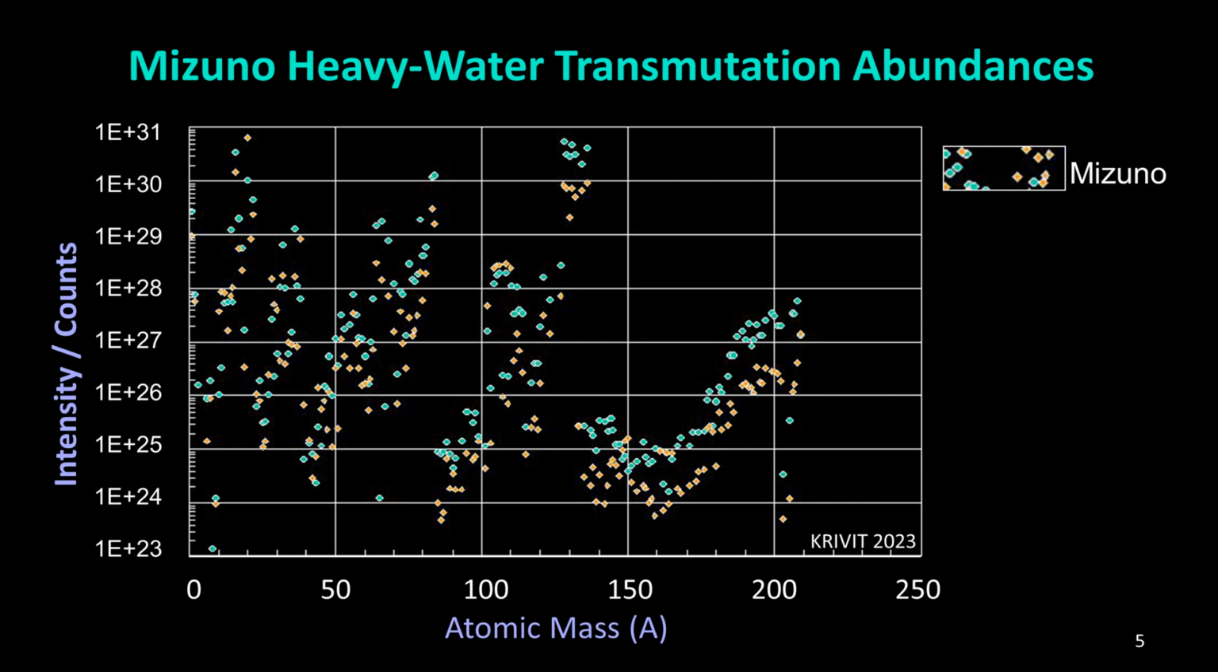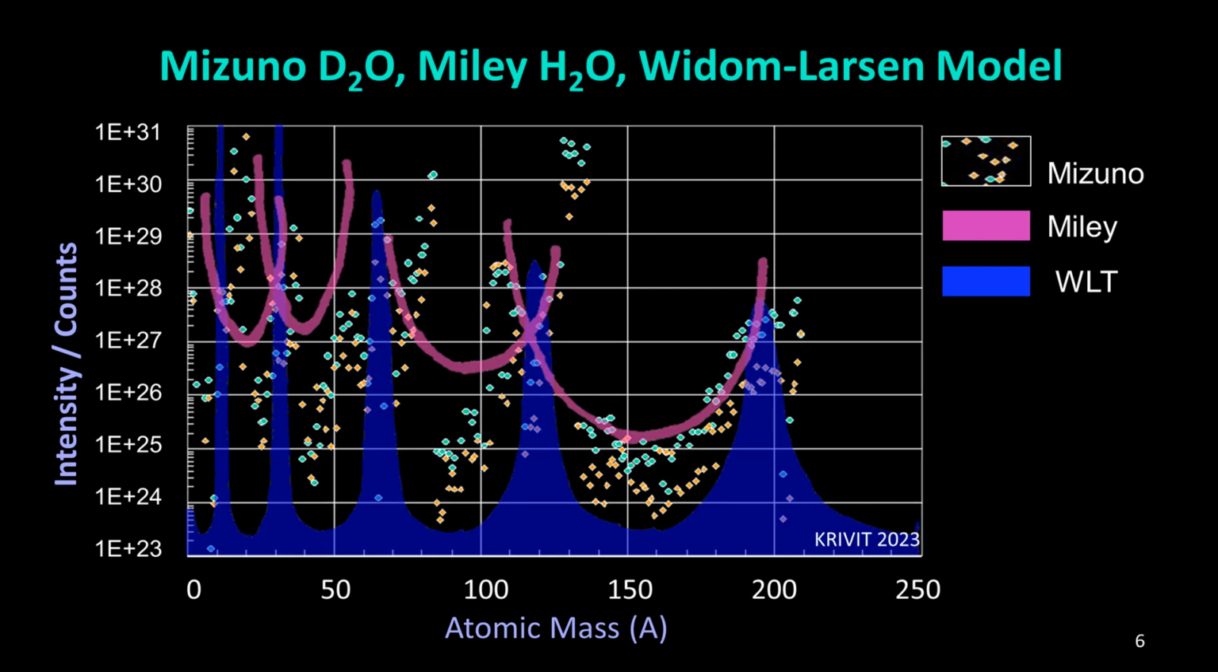Here's the graph of elements detected by Tadahiko Mizuno in a set of his heavy hydrogen experiments that indicate heavy element transmutations. And here's the Miley curve and the Widom-Larsen curve superimposed over the Mizuno data. In the history of this field, I've never seen any correlation between theory and experiment like this, let alone a correlation that works for heavy hydrogen as well as normal hydrogen.